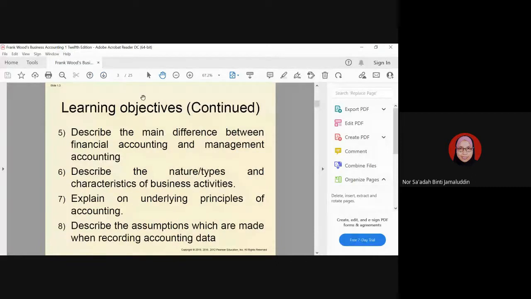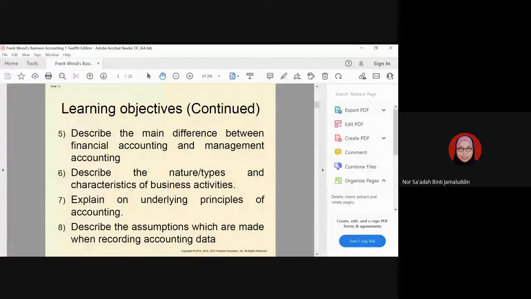Continuing with learning objective number 5, which is describe the main differences between financial accounting and management accounting. Describe the nature or types and characteristics of business activities. Explain the underlying principles of accounting. Lastly, describe the assumptions which are made when recording accounting data. Alright?